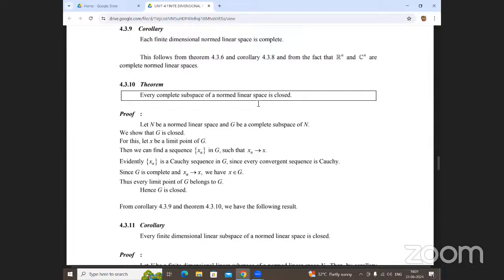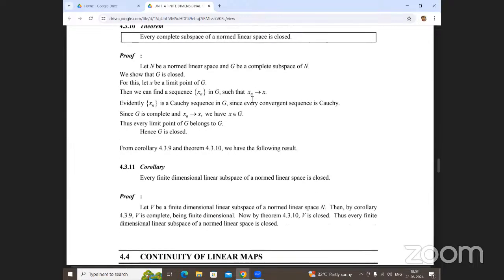How to study? You must read carefully as the steady part. Study means read carefully. First of all, given the statement, read it carefully and steadily. Without this, we can't derive the proof from the given statement. Every complete subspace of a normed linear space is closed.